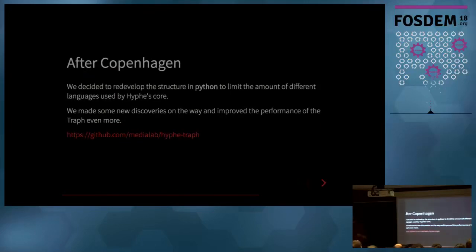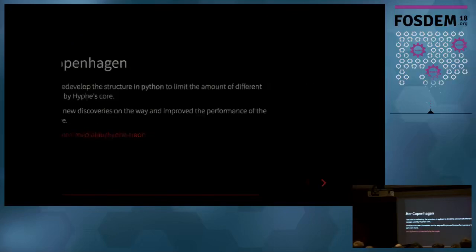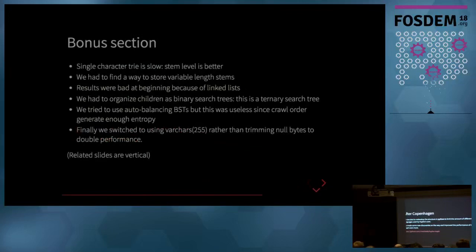Okay, so this is what we did in Copenhagen. After Copenhagen, we came back, we chilled, and we decided to redevelop the whole structure in Python. Why? Because we wanted to limit the number of languages used by our crawler's core. And by doing that, we made some new discoveries along the way, and we improved the performance of the Traph even more. So you have the source code if you want to check it. So here is a bonus section. I will just go fast because we don't have time.